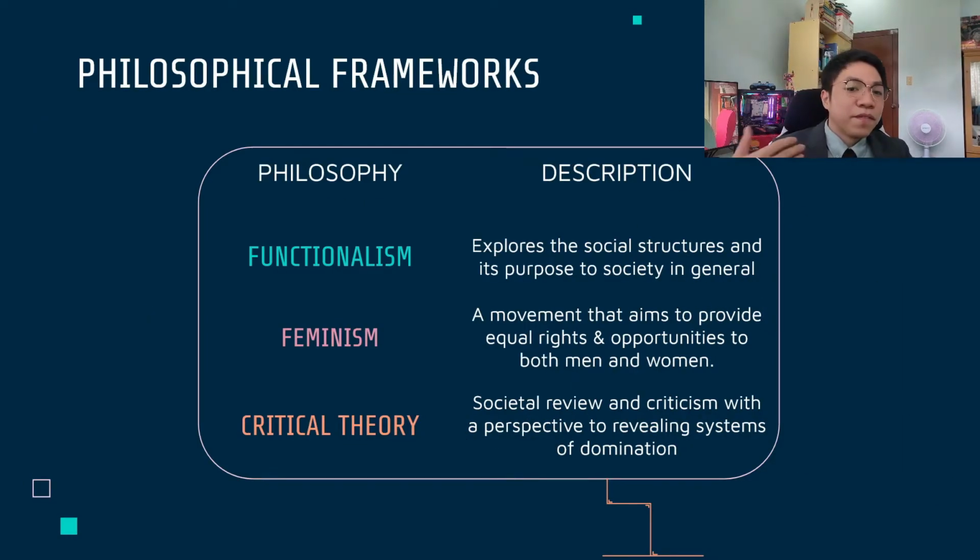Now, what are some philosophical frameworks that can be used to supplement our epistemological views? Functionalism explores the different social structures and their purpose to society in general. Feminism, on the other hand, is a movement that aims to provide equal rights and opportunities to both men and women. Critical theory, on the other hand, is the societal review and criticism with a perspective to revealing systems of domination.